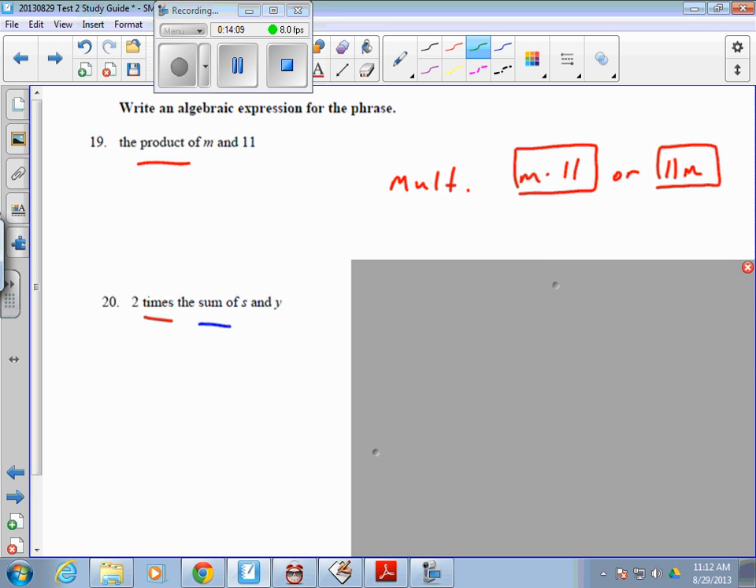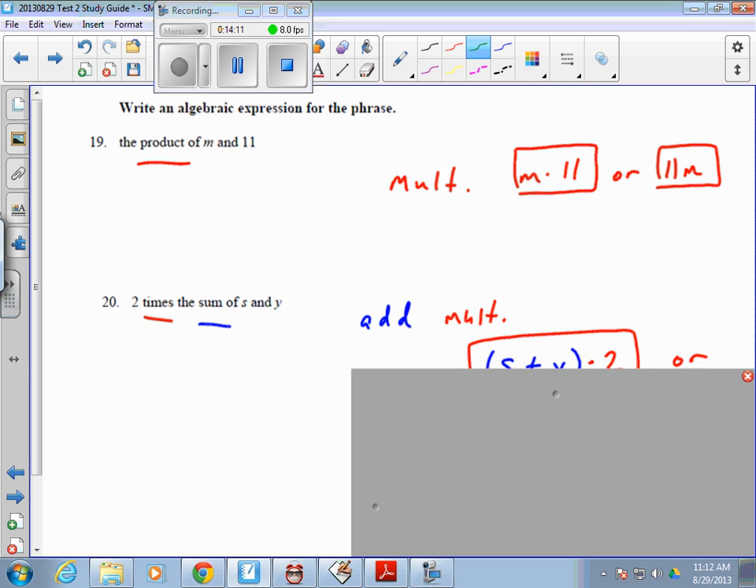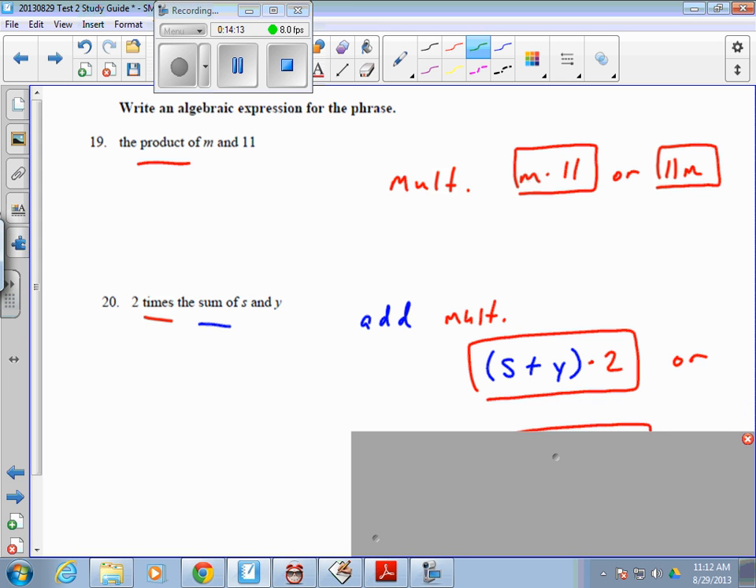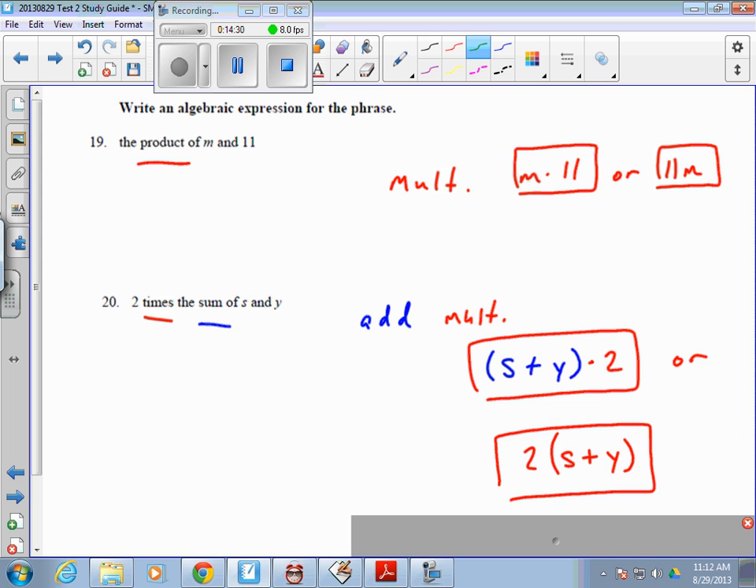2 times the sum of s and y. Times means multiply. Sum means add. So according to order of operations, even if you put s plus y first, times 2, you'll never do s plus y first unless there's parentheses around them. So you need to find the sum of the 2 before you multiply by 2. So s plus y in parentheses times 2, or notice even if you write it this way, 2 times s plus y would be correct.